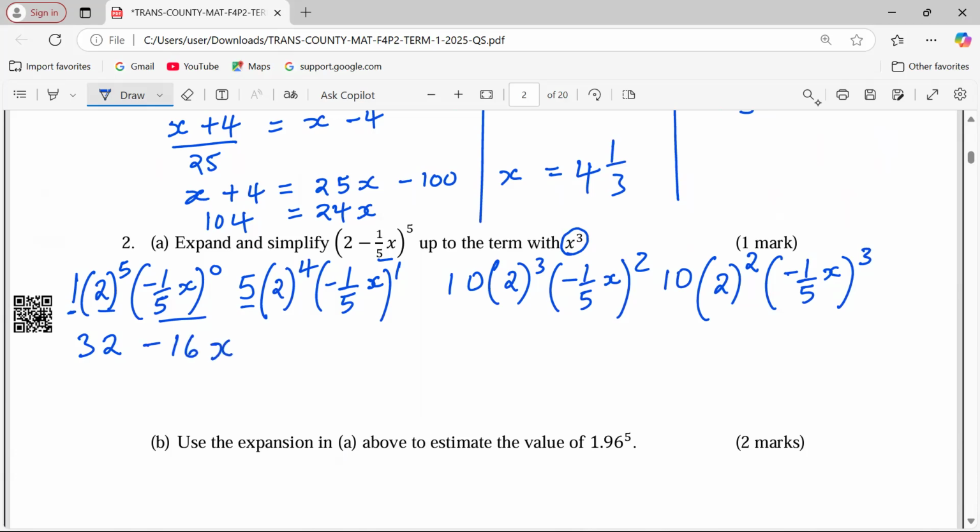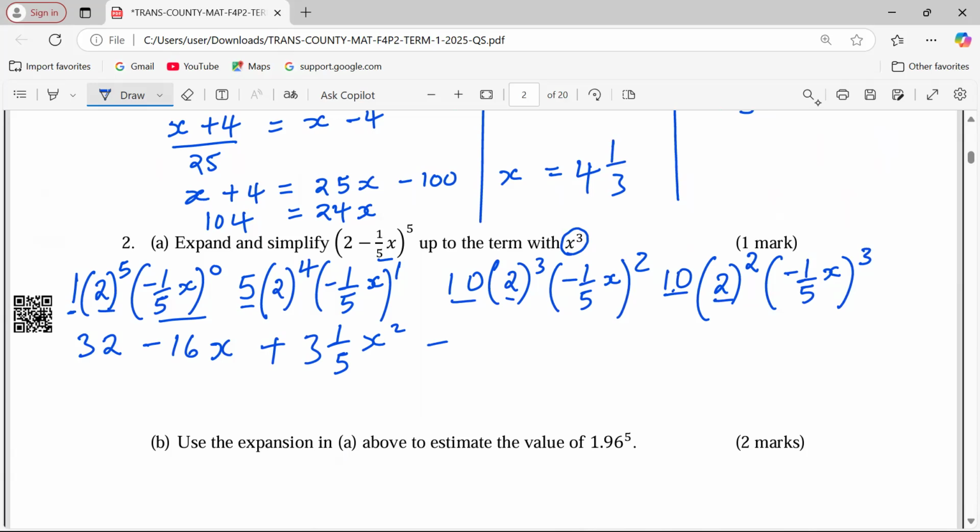x is now introduced. In the next term, which starts with 10, 2 power 3 is 8. So we are having 10 times 8 multiplied by negative a fifth x, which is now squared. So it will be 1 out of 25 x squared. So we are having 10 times 8, then multiplied by 1 out of 25. This is going to give us 3 and a fifth, but it's now positive. 3 and a fifth x is now squared.